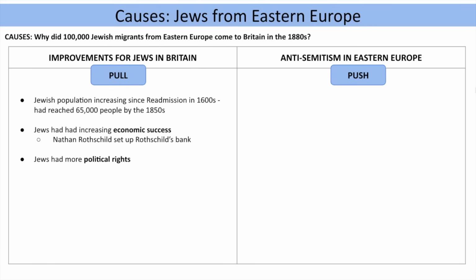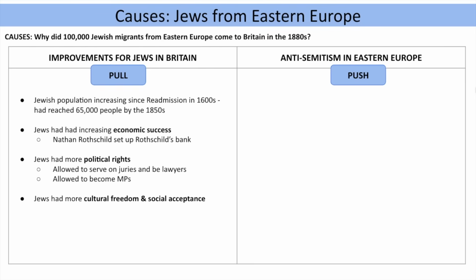Jews are also seeing much more political rights at this time period, so some of the restrictions in the early modern period are now being removed, so they're allowed to serve on juries, they're allowed to be lawyers, they're allowed to become MPs, and they just have generally more cultural freedom and social acceptance.